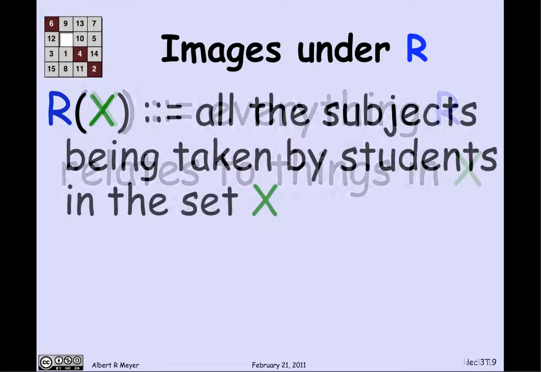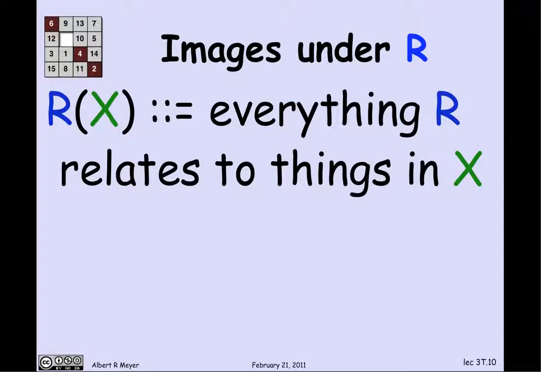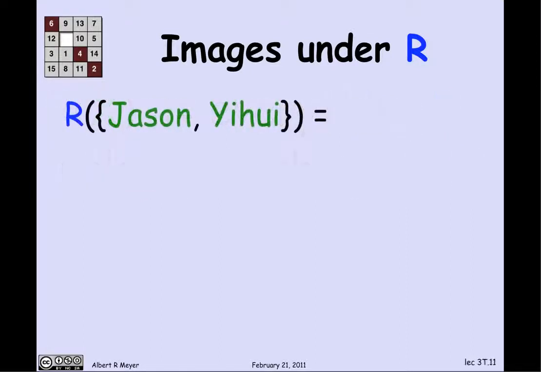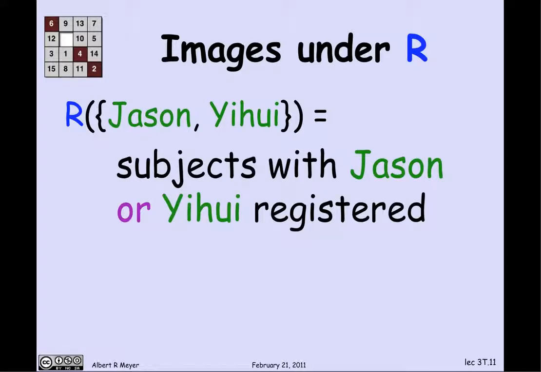Let's take a look at an example. Well, another way to say it, I guess, is that R of X is everything in R that relates to things in X. So if I look at Jason and Yihui, and I want to know what they connect to under R, these are the subjects that Jason or Yihui is registered for.